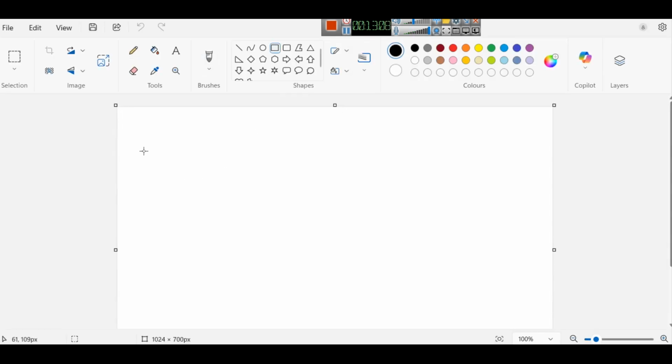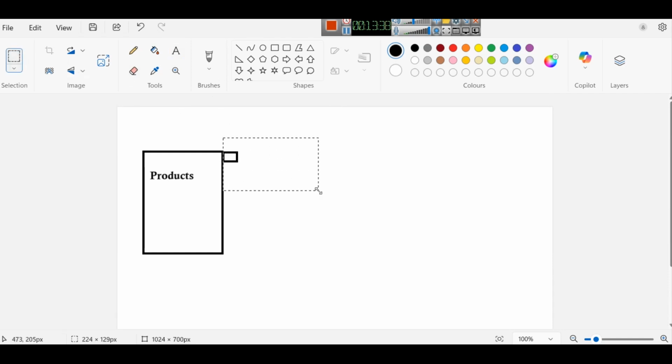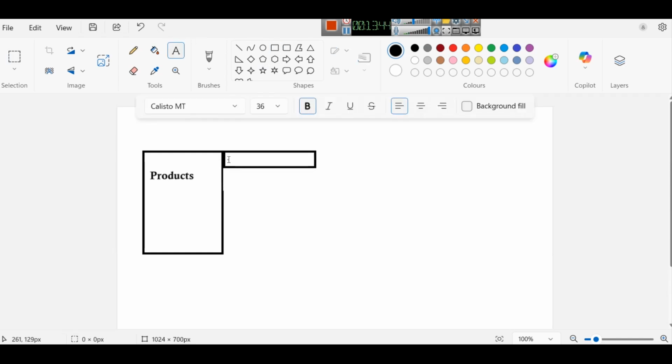Suppose here you have one table, and in this table these are foreign keys. Okay, let's consider one foreign key. So this is the products table, and in the products table we have this foreign key. What is the foreign key here? Category ID. Is it okay?